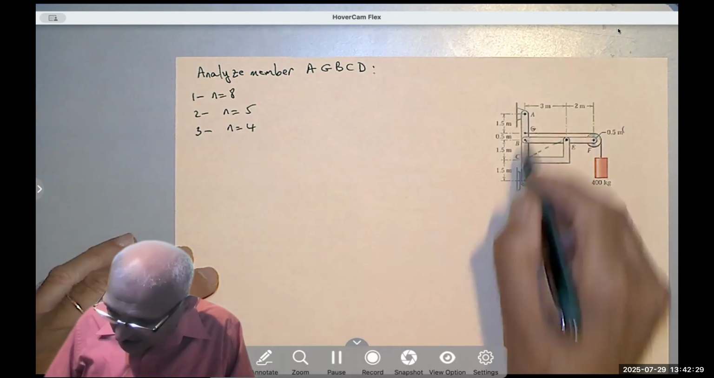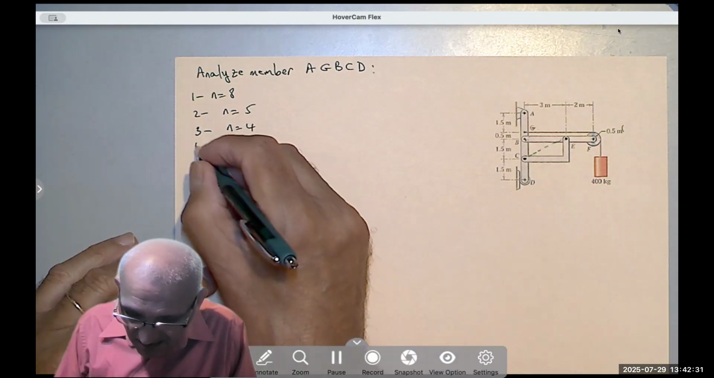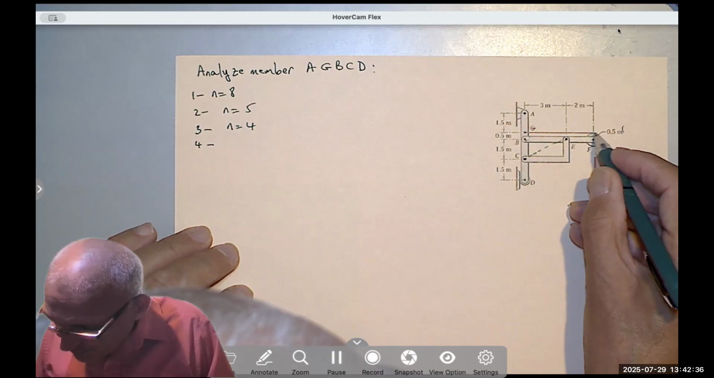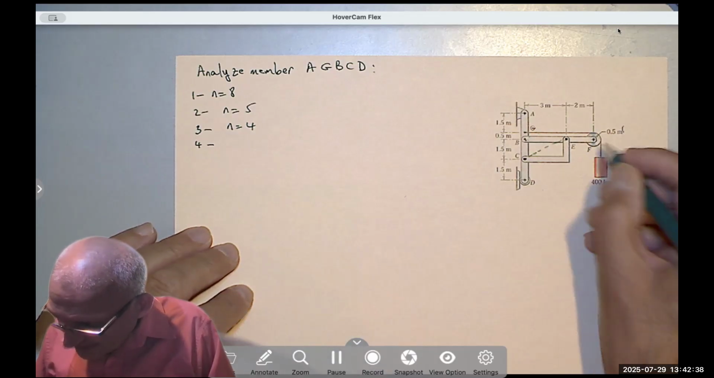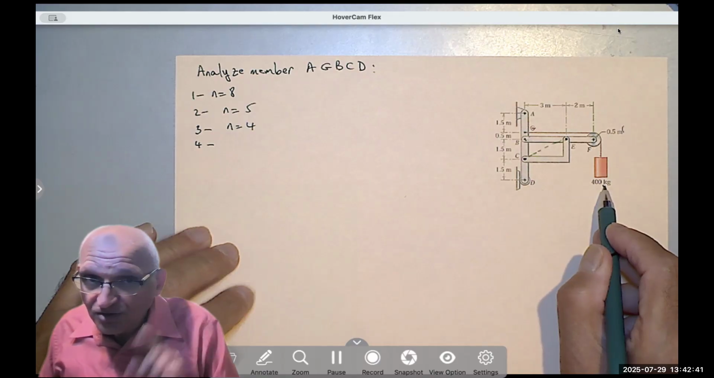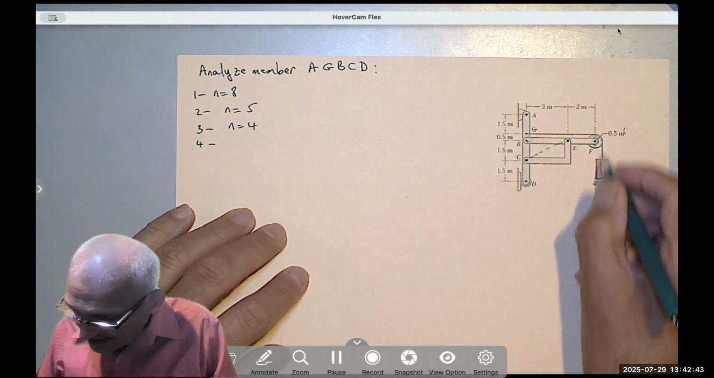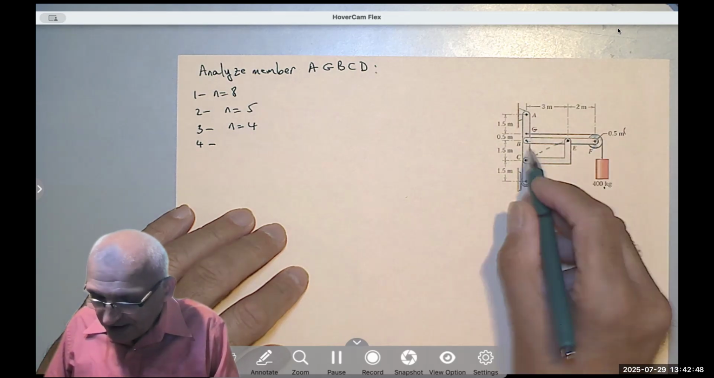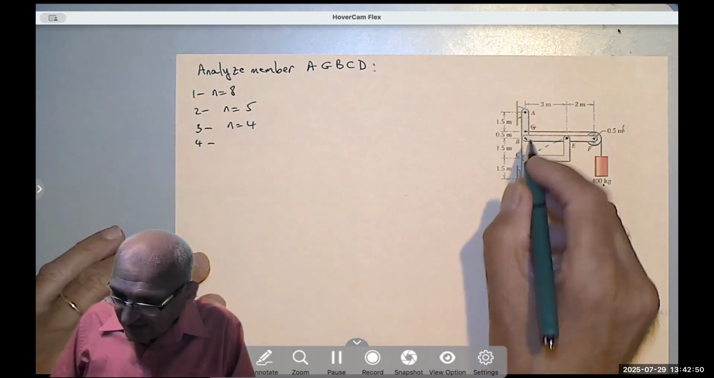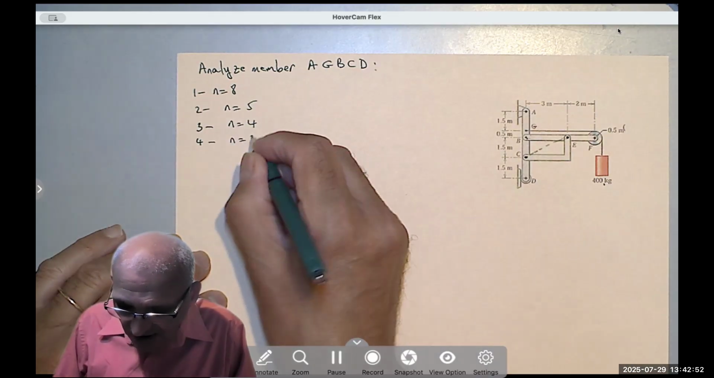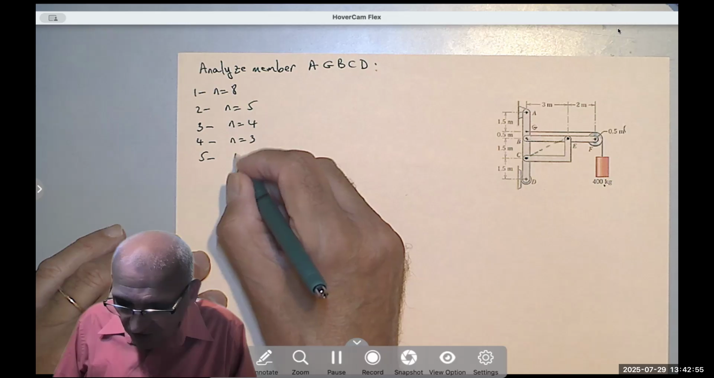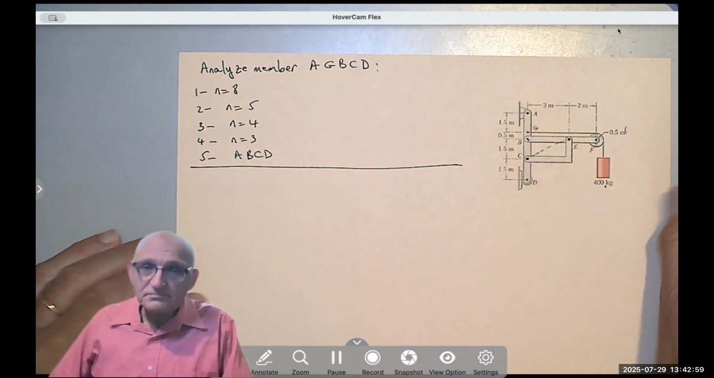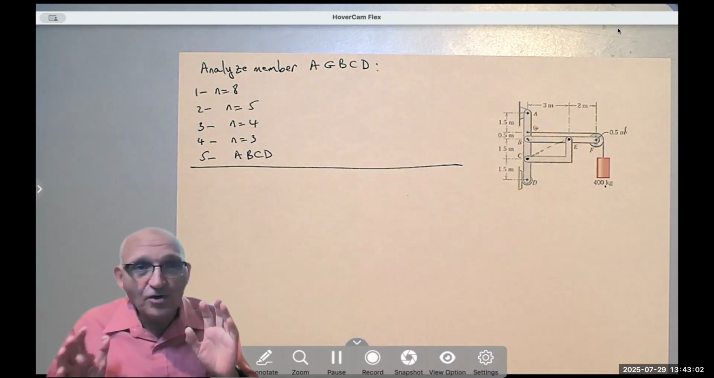Is there any object connected to my member? Yes, there is a cable. That's a smooth pulley. So the weight here, this is a mass, by the way, not a weight. But the weight pulling down is the same as the weight pulling to the right because that's a smooth pulley. So I can find this force. So N would be 3. And finally, I go to my member. Let's call it ABCD. So now we know our work.